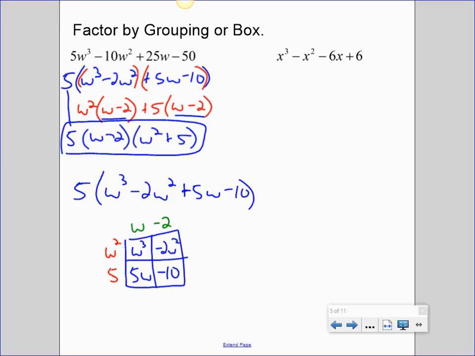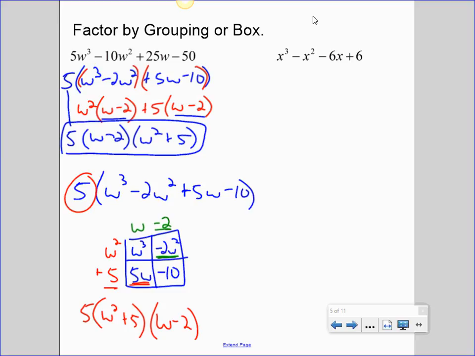Some of you might be asking, how do you know if that's going to be a negative or a positive for this term and for this term? And the answer is by the box directly by it. So for instance, this negative 2, this box right here was a negative. If I looked at the 5, this 5w is a positive, therefore this would be a plus. So what do I get? Well, I've got this 5, and then from the box, I got w squared plus 5, and then the factor on top, which is w minus 2. Okay, I want you to pause the video and go ahead and try the next one.